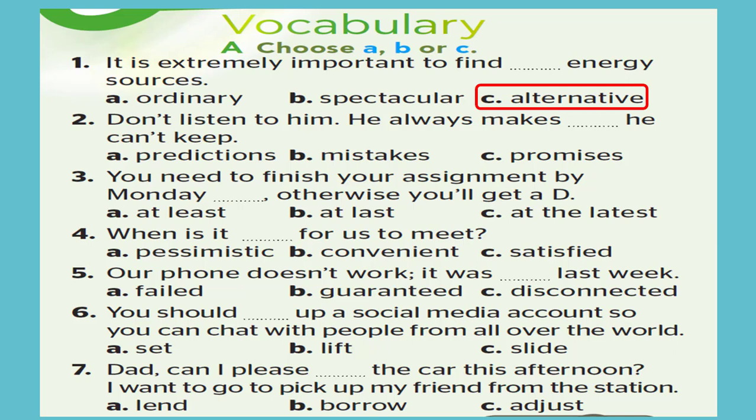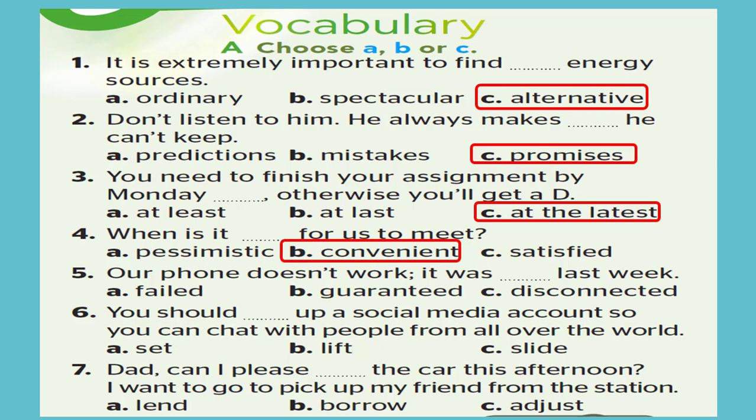Number 2, don't listen to him. He always makes promises he can't keep. Is it predictions, mistakes, or promises? The answer is promises. Number 3, you need to finish your assignment by Monday, otherwise you'll get a D. So the answer is at the latest. Number 4, when is it convenient for us to meet? Pessimistic, convenient, satisfied. The answer is convenient, which means suitable.